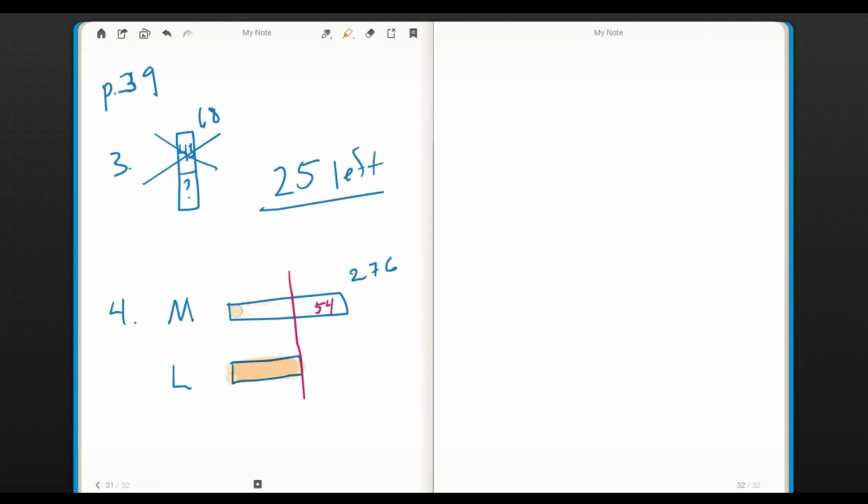Well, Lily has the same amount as Morgan does in the orange portion of the graph. And so that's going to be 276 subtract 54. However you do that problem, you're going to end up with a total of $222. I should have drawn it down there, but that's how much Lily has, and that's also how much Morgan has in this portion of her graph.